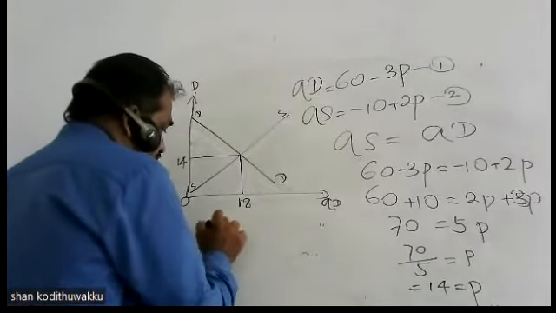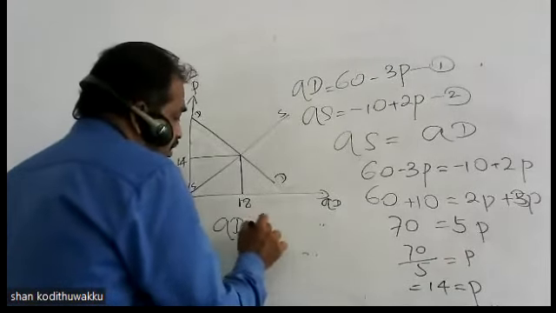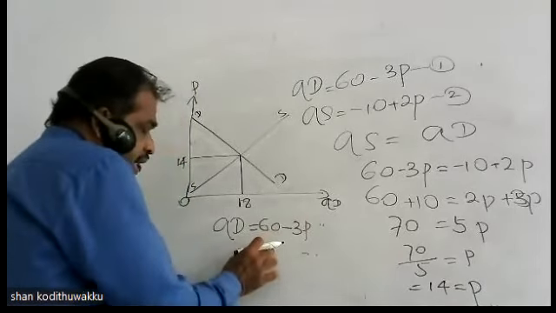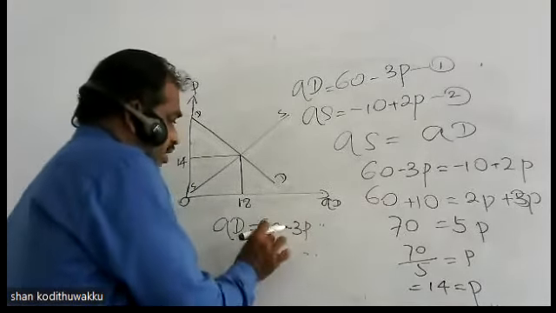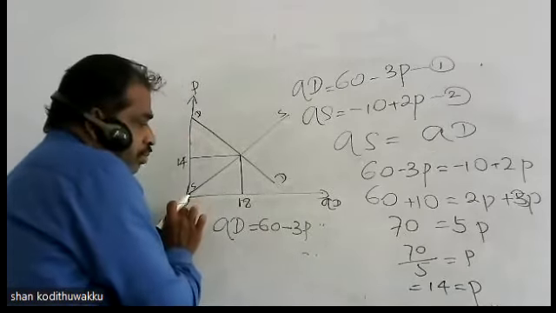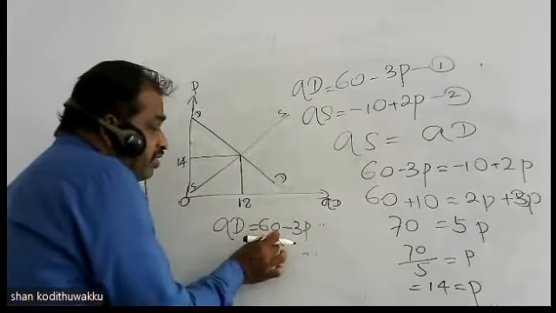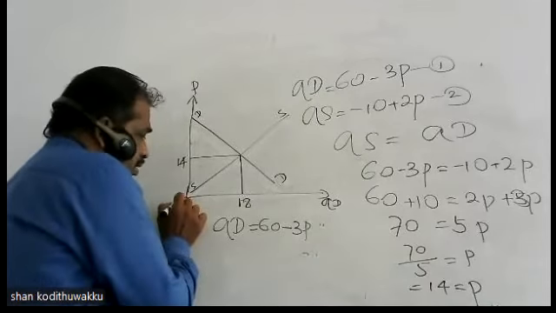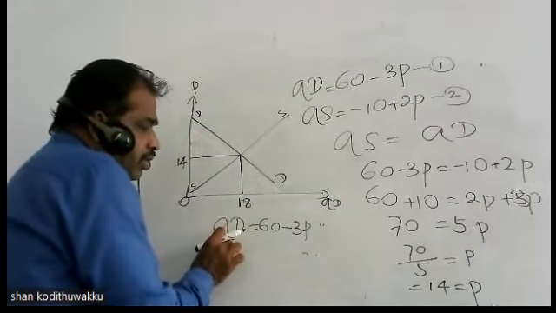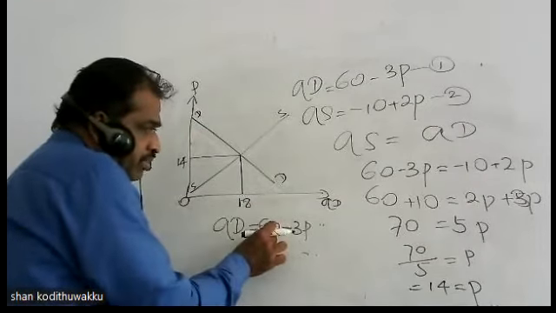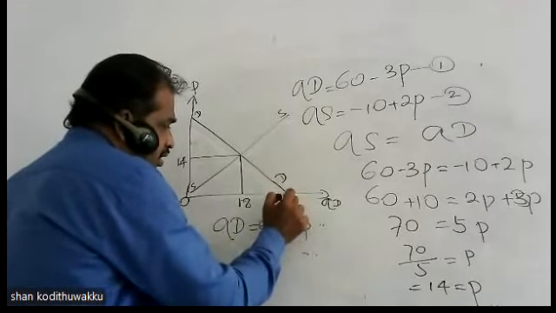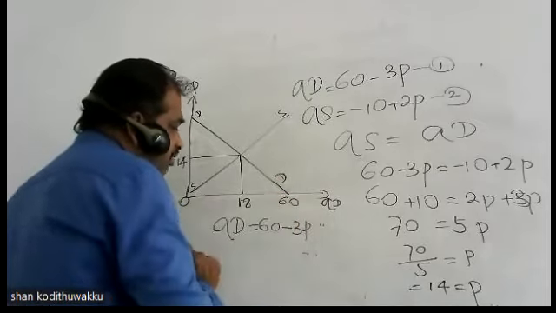Here you can take QD equal 60 minus 3P. This is the demand function. Then you can find, when the price is 0, maximum quantity will be 60. When you apply 0 instead of P, then maximum quantity will be 60. Therefore, here you can just take this point 60.